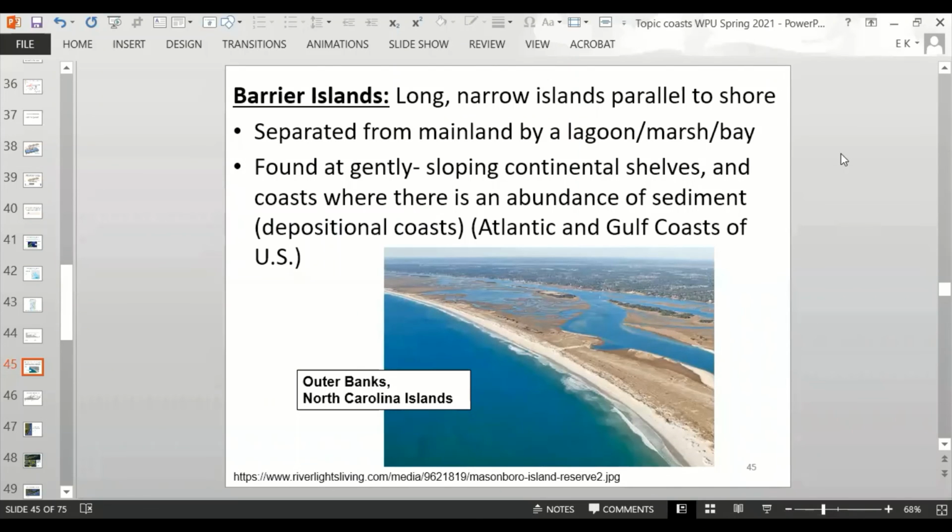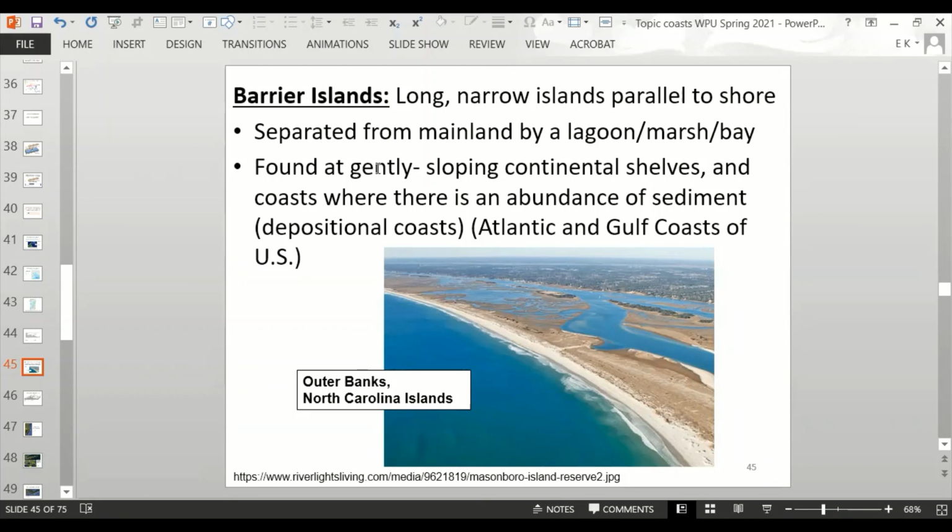Then we have barrier islands. These are long, narrow islands parallel to the shore. They are separated from the mainland by a lagoon or a marsh or a bay. Okay, so here in this photo, you have bay water, right? It's going to be marshy, usually it's marshy. And then here is your beach along the barrier island. This is an example from the Outer Banks in North Carolina.